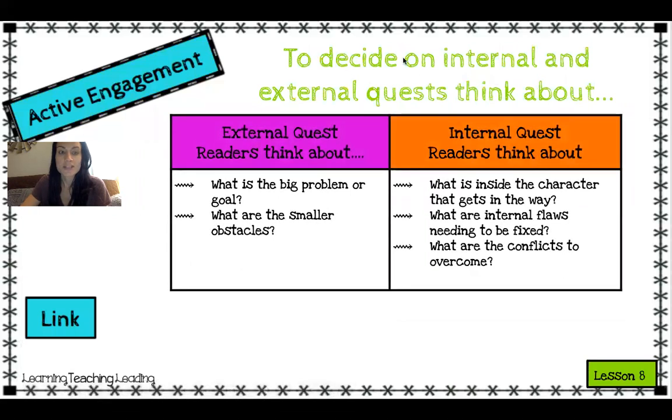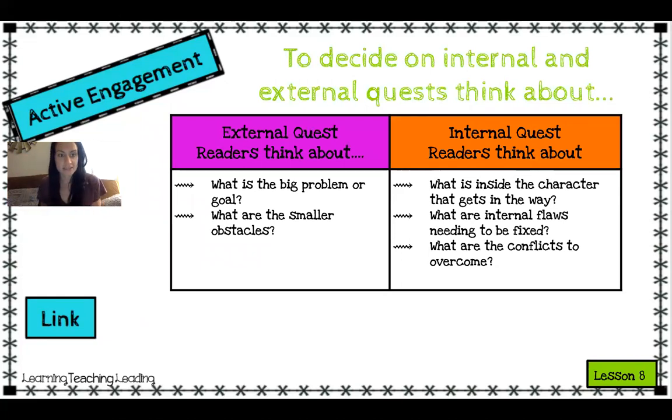All right, so when you guys are going off into your books, to decide on internal and external quests, think about, so for external, we're going to think about what is the big problem or goal? What is their goal? What do they want? What is their big end point? Or not even the end, there could be multiple quests throughout the story. What are the smaller obstacles?